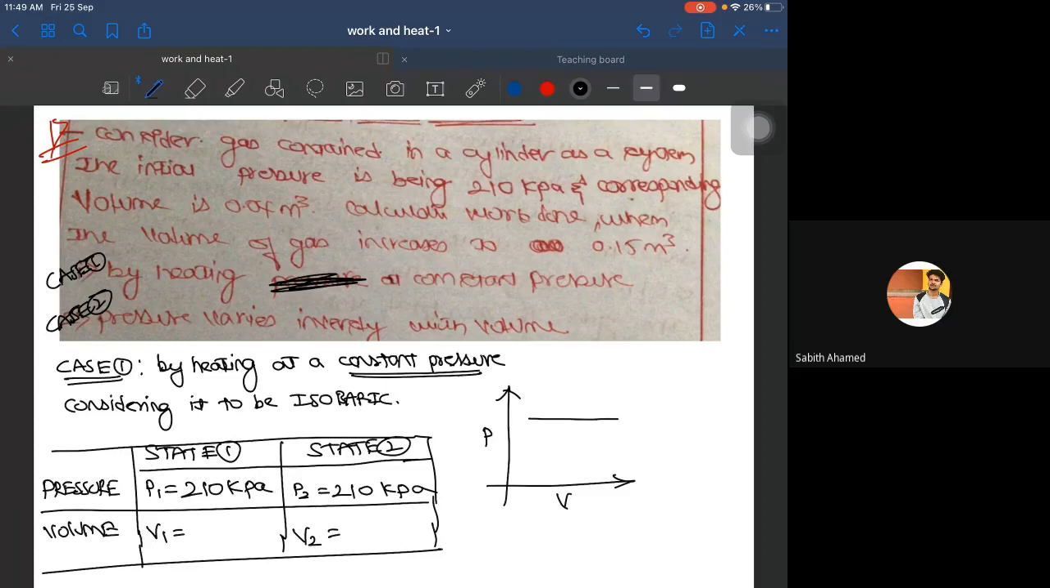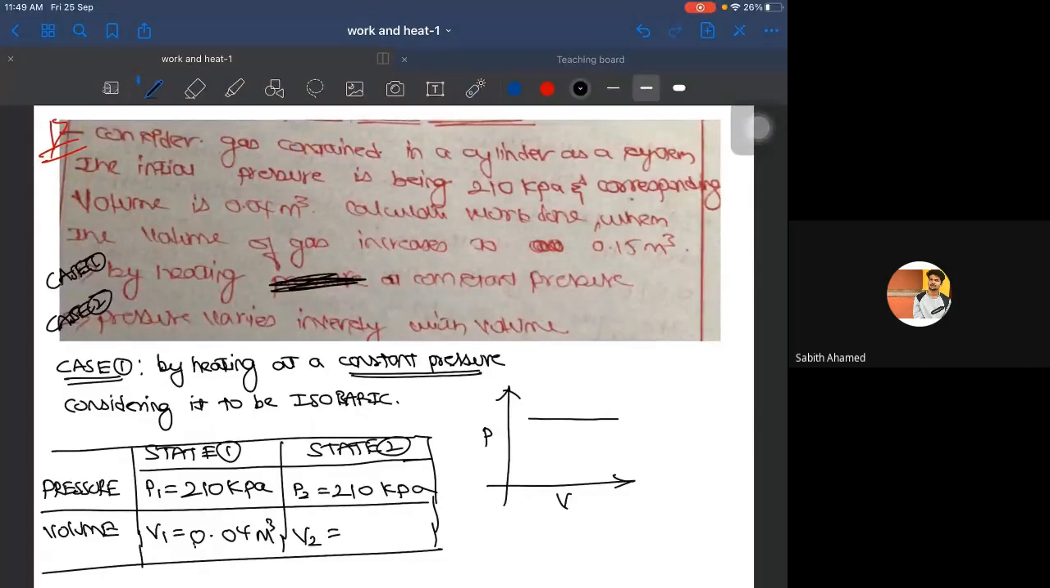So at state 1, what is the volume? At state 2, what is the volume? So let us look into the problem statement for that. The initial pressure is 210 and the corresponding volume. That means it is initial. Yes or no? Initial is state 1. So initial is how much? 0.04. So just write 0.04 as the initial volume.